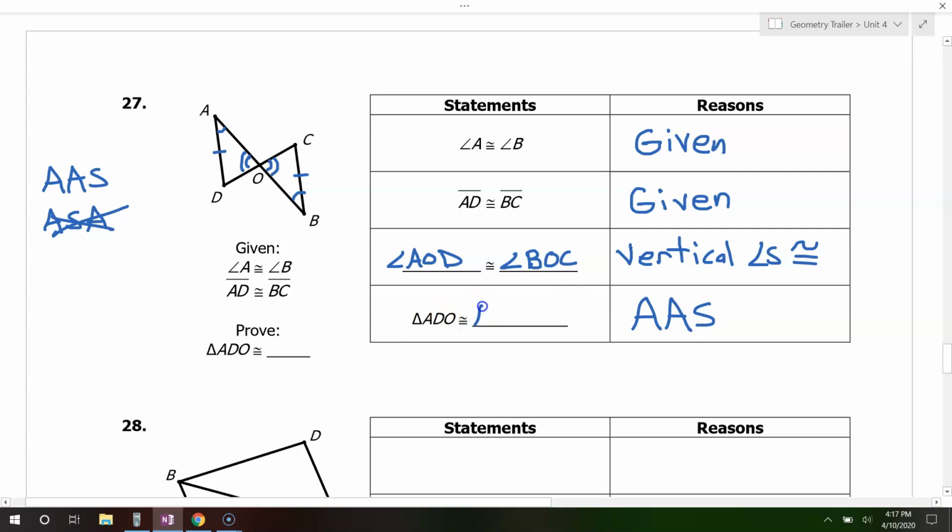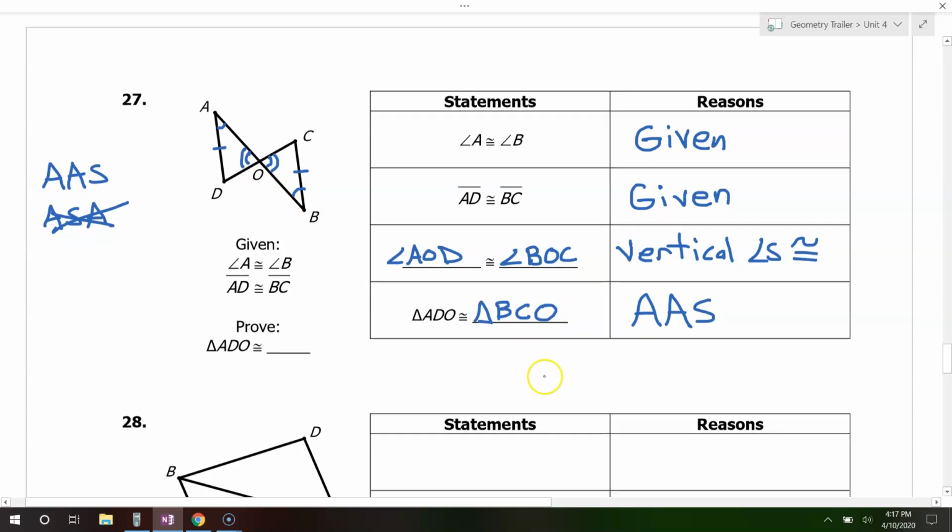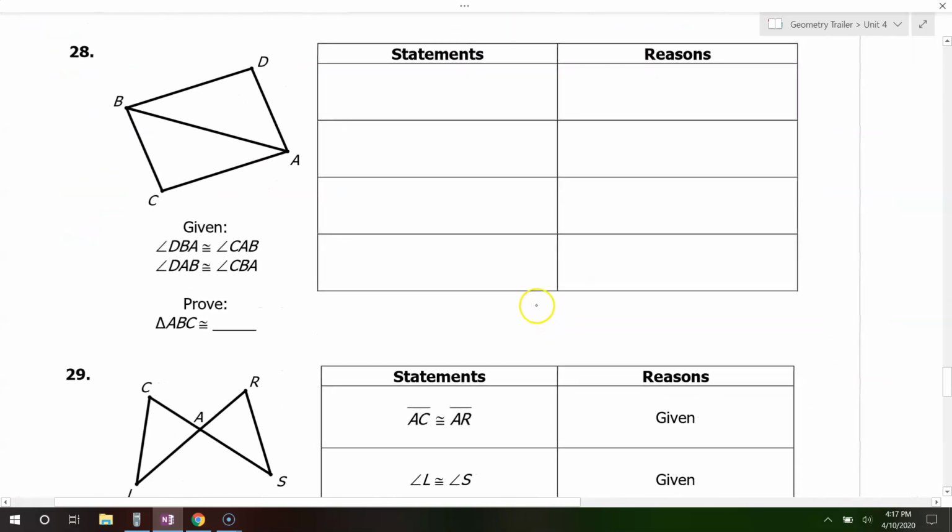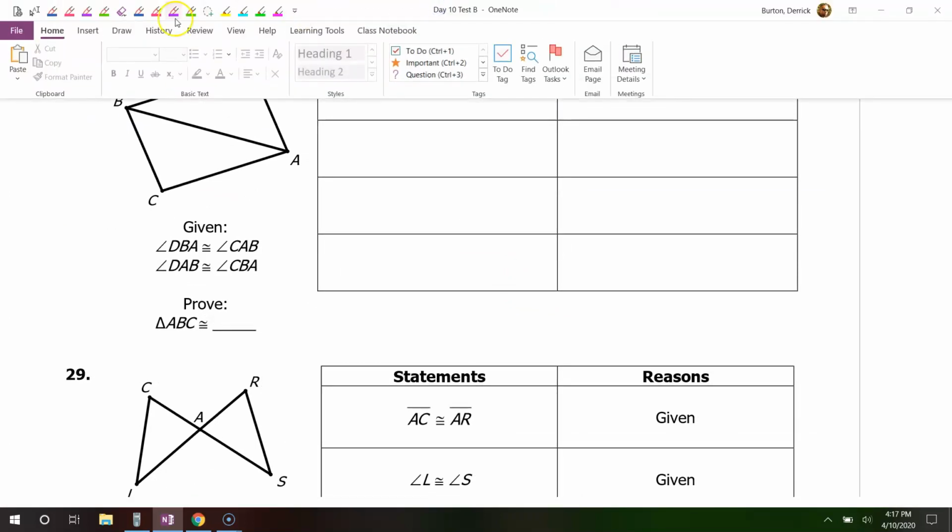Now for the congruence statement. Angle A corresponds with angle B. You can tell because of the single mark. And then angle D corresponds with angle C because they're both marked the same. All right, and that just leaves angle O. Okay, let's do a few more.